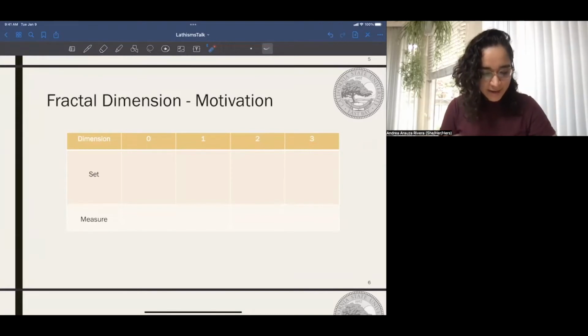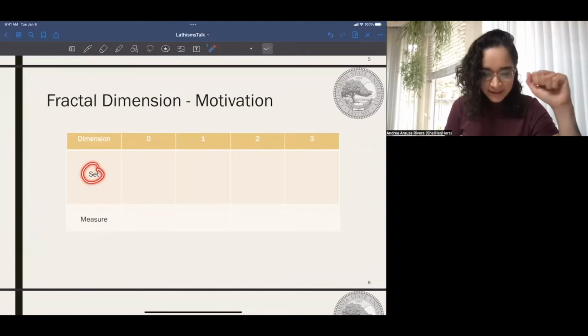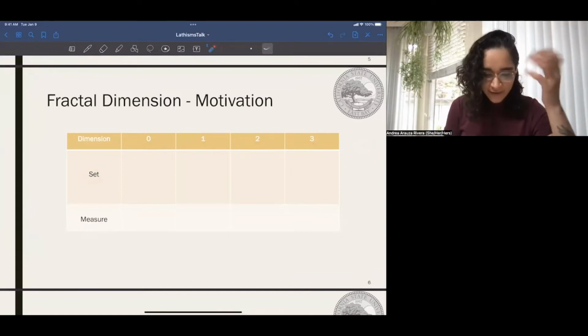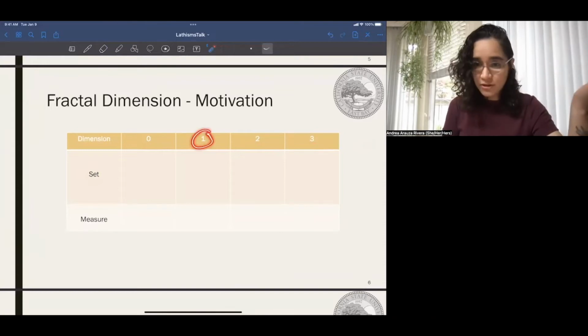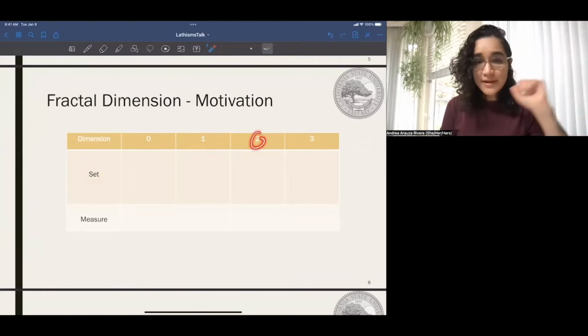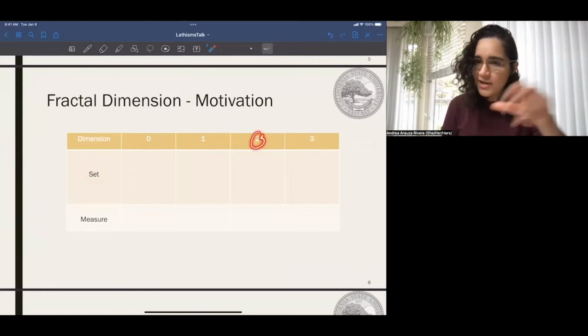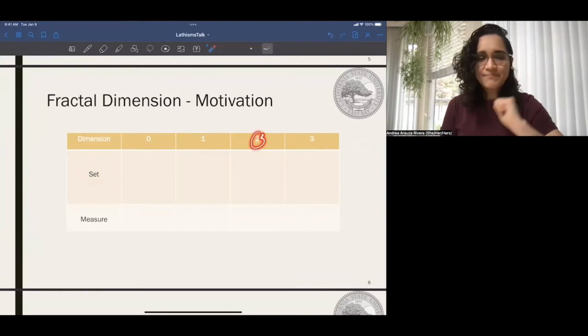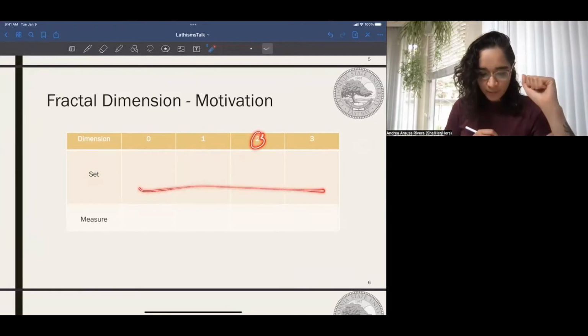But take a second and think about, can you come up with a set that lives in each of these dimensions? So for example, if I asked you to draw for me a one-dimensional shape, what sort of shape would you draw, right? Same thing with 2 dimensions, right? If I asked you, what is your favorite 2-dimensional shape? I'm sure you have one. What would you draw, right? So go ahead and draw those in for me.